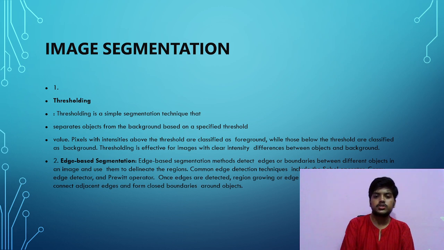Edge-based segmentation. Edge-based segmentation methods detect edges or boundaries between different objects in an image and use them to delineate the regions. Common edge detection techniques include the Sobel operator, Canny edge detector, and Prewitt operators. Once edges are detected, region growing or edge linking algorithms can be used to connect adjacent edges and form closed boundaries around objects.